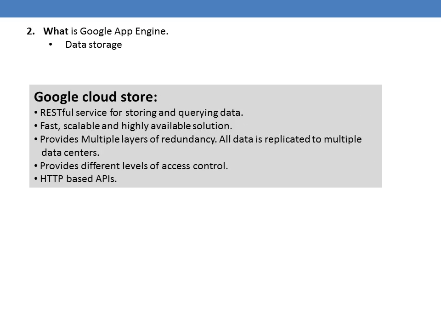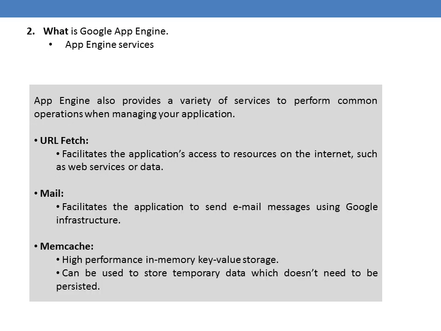Google Cloud Storage is a RESTful service for storing and querying data, a fast, scalable, and highly available solution. It provides multiple layers of redundancy. All data is replicated to multiple data centers. It provides different levels of access control and an HTTP based API. So Google App Engine, App Engine services.